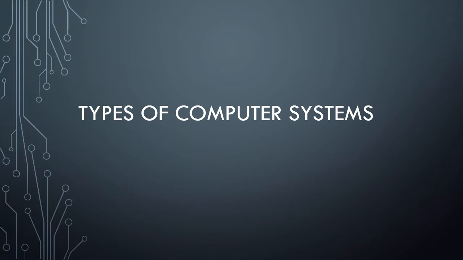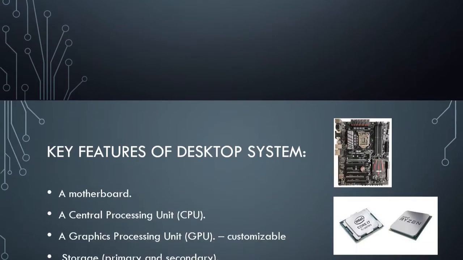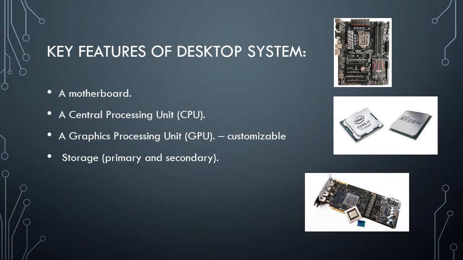Types of computer systems. Key features of a desktop system are a motherboard, a central processing unit (CPU), and a graphics processing unit (GPU) that can be customizable, and storage such as primary and secondary.